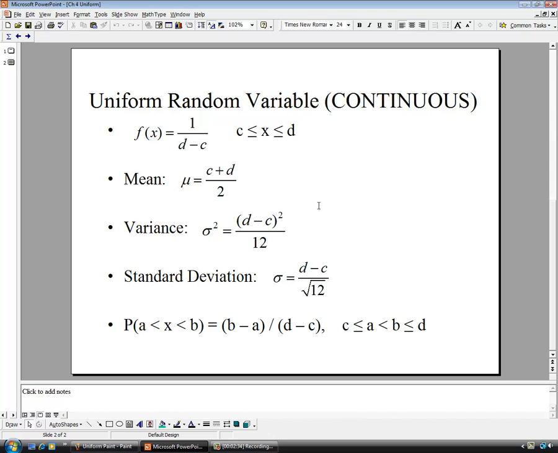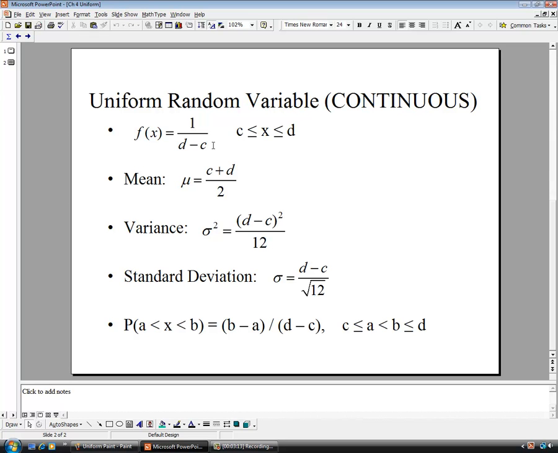The variance is less intuitive, and this is the formula for it. So the variance is equal to the larger value D minus the smaller value C, squared, and then divided by 12. And the standard deviation is just the square root of that. And this is our formula for that. Now, if we're looking for the probability that x is between any two values, provided that these values are also within C and D, we calculate the difference in those values and divide by D minus C, which is our function, or in essence we're multiplying by the 1 over D minus C.